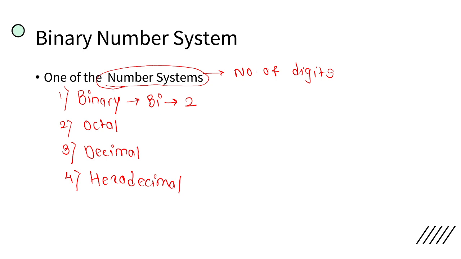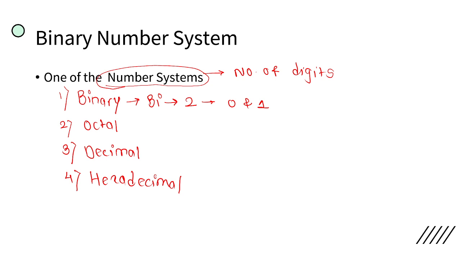For example, the binary number system has a two-digit representation of data. And what are the two digits? Those two digits are 0 and 1. So the binary number system uses two digits, 0 and 1, and hence its name is binary. Bi means two because it is only using two digits or two characters to represent any kind of data.